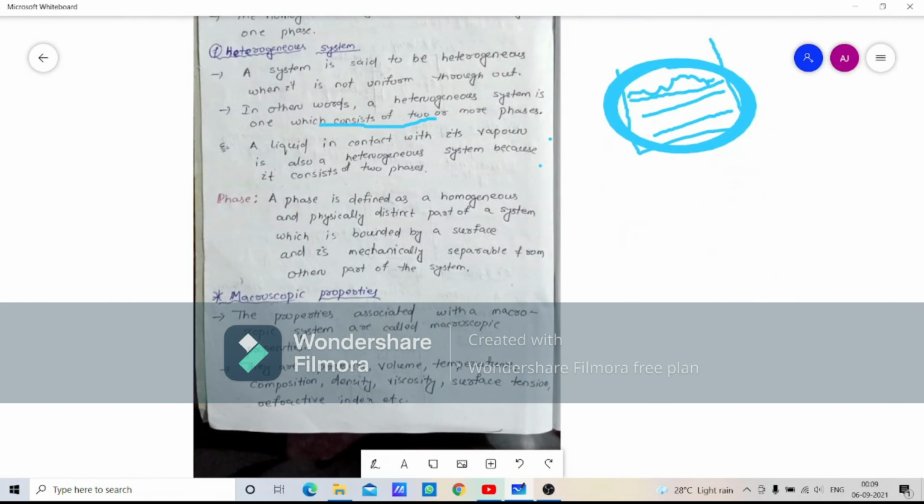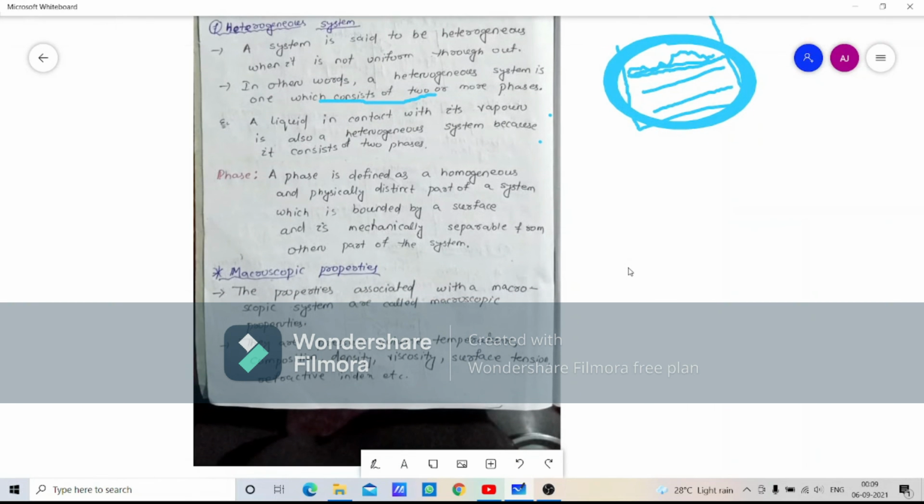Then after that, what is a phase? A phase is defined as a homogeneous and physically distinct part of a system which is bounded by a surface and is mechanically separable from other parts of the system. That means a phase is a homogeneous physically distinct part of a system. This is a part of the system which is bounded by a surface, and it can be physically separated from the other parts of the system.